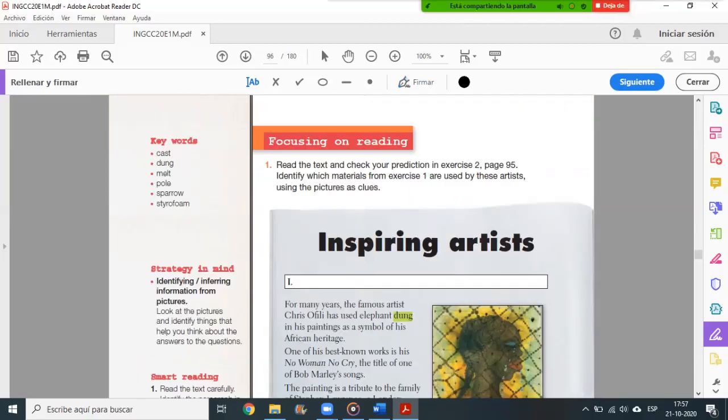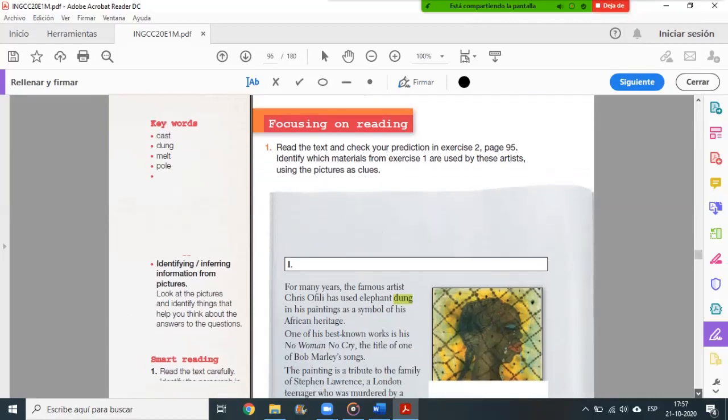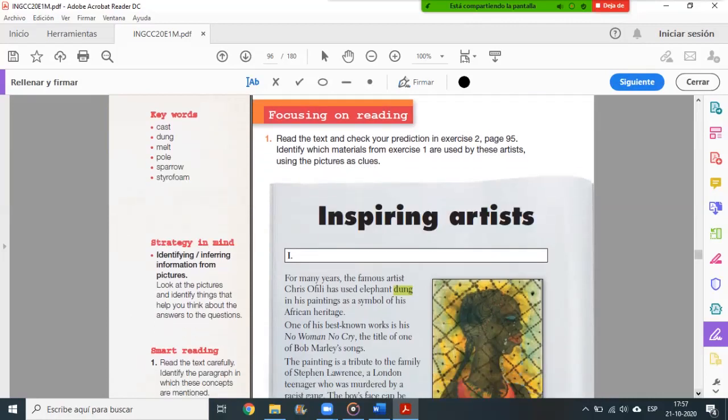Here we are. This was the reading that you have to work. You see, you have to translate main ideas from each one. Traducir pequeñas ideas, cierto, ideas principales de cada uno de los párrafos, y luego contestar el ejercicio de keywords and smart reading. Here we are going to answer cast.